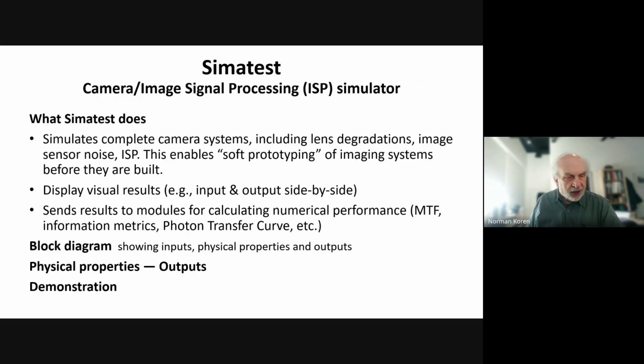We will show a block diagram of Simatest. Then we'll discuss the physical properties. These are the properties of the lens and image sensor that you can't change as freely as image signal processing. We'll look at some of the outputs, and then we'll give a demonstration of Simatest.